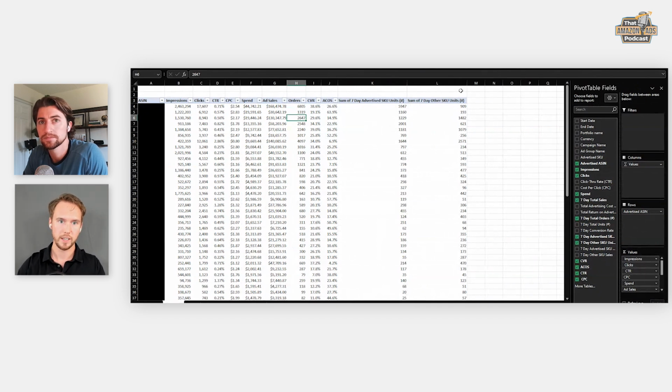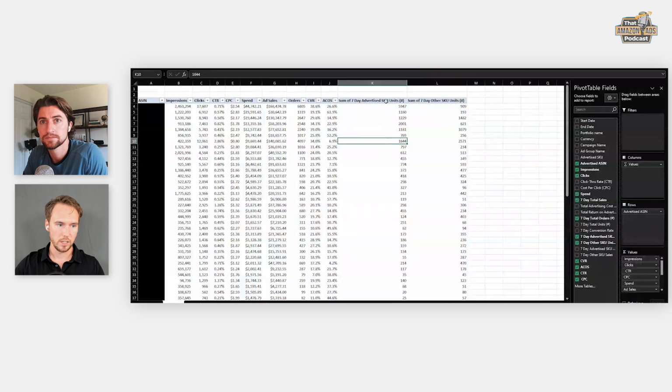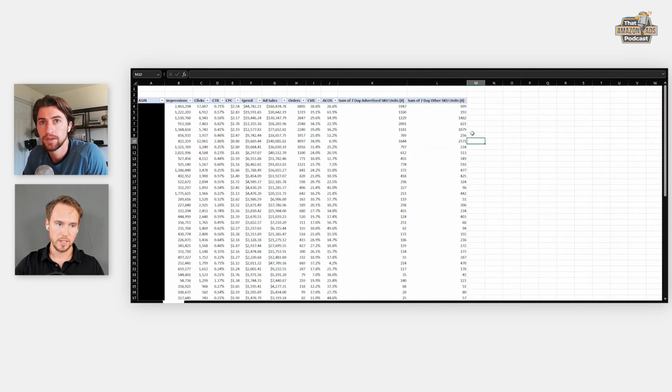So they're looking at, and actually clicking on, an ad for one product and they end up purchasing another product. You'd be able to see that in here. For this row, for example, they more frequently purchase a different product than the one they actually click on. This one has 1,644 advertised SKU unit sales, and this one has 2,571 other SKU unit sales. So this one's Andrew, selling more of another product.